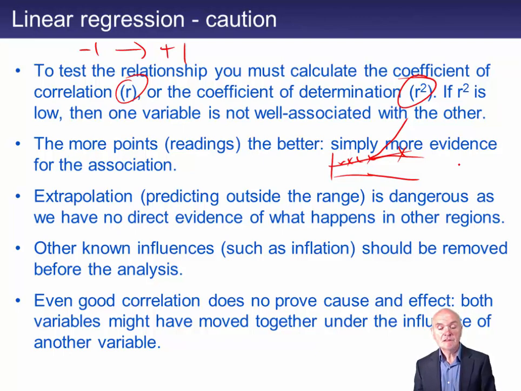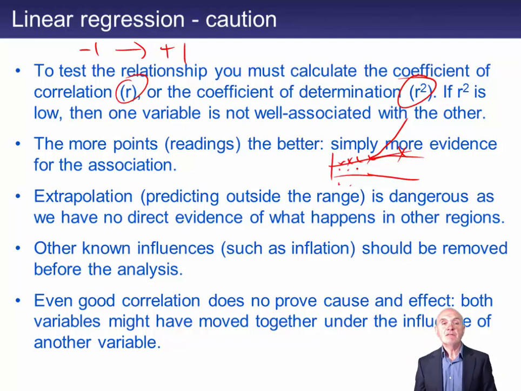Other known influences such as inflation should be removed. If what we have were volumes in different years here, so these are the volumes going along here, but they've been plotted for different years with different inflationary costs in there, the thing is going to be messed up with inflation. What you should do is to update all the costs to current terms, and then you're left with a relationship which should just depend on volume to get the cost.